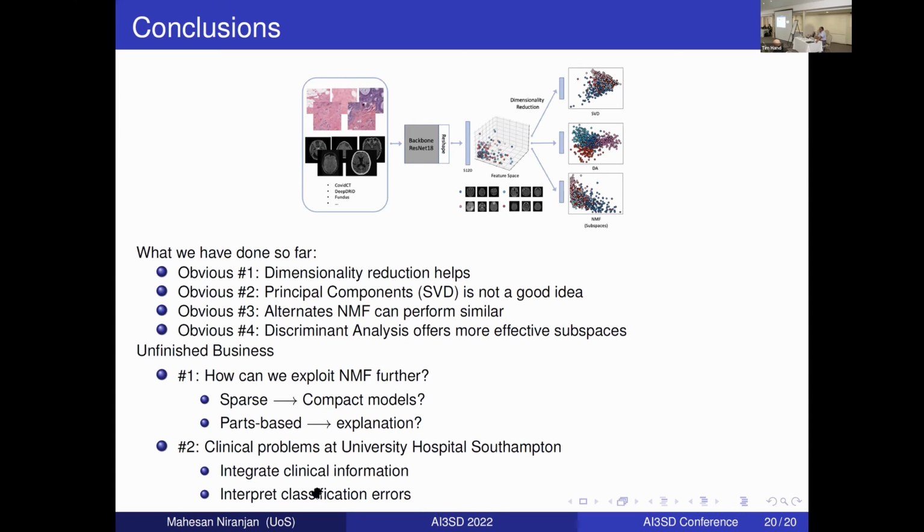The other, of course, is interpret classification errors. We don't want to stop with accuracies. You want to know what errors the models make. Is there a way of working back and interpreting, explaining them, again, in the context of clinical variables?